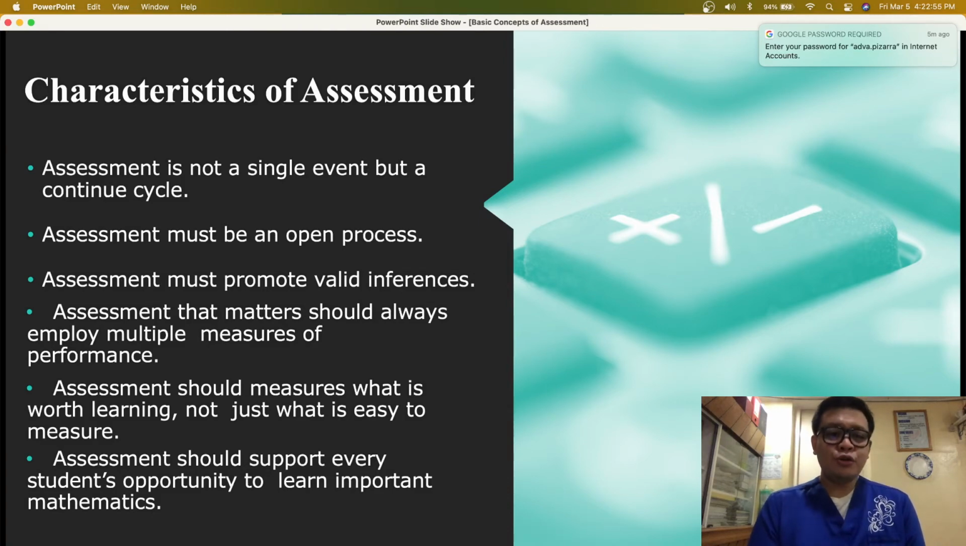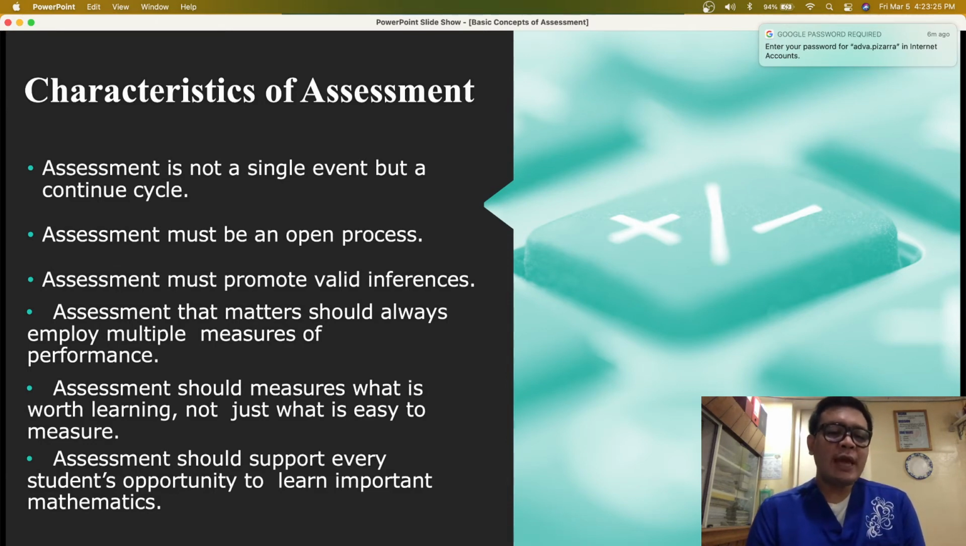Assessment that matters should always employ multiple measures of performance. So this is one way for us to make sure that the performance of our students is being checked. Assessment should measure what is worth learning, not just what is easy to measure. That means things should be properly done and properly measured, making sure that the learning for students is worth giving.